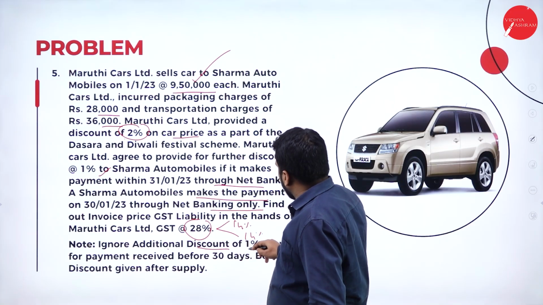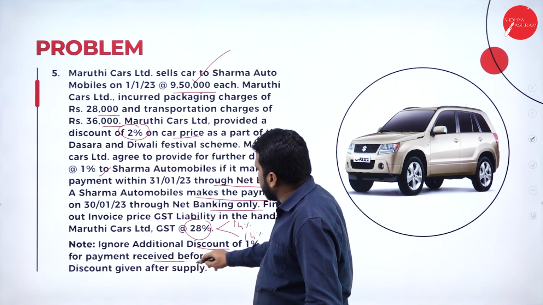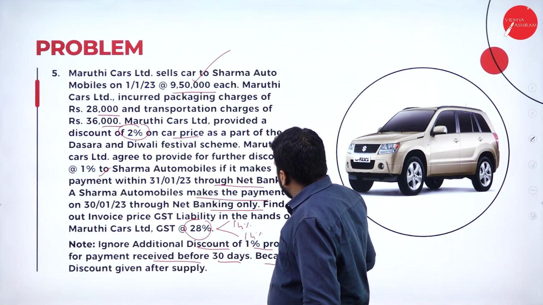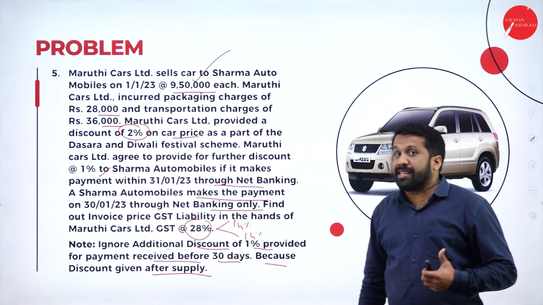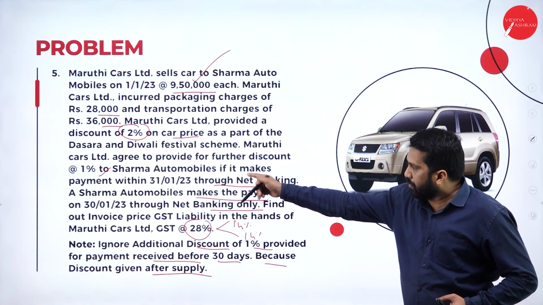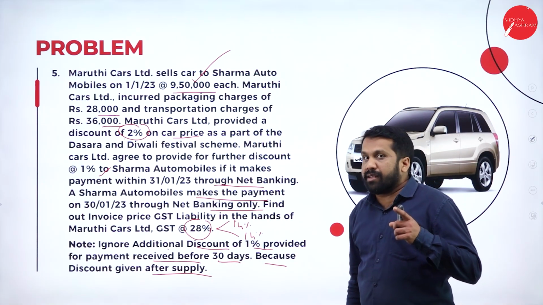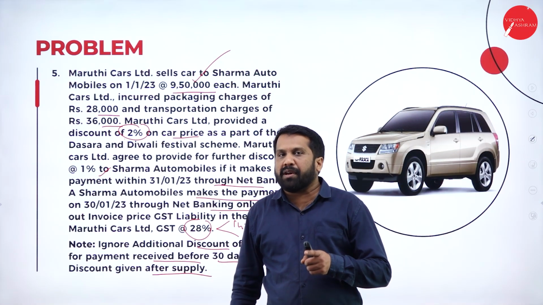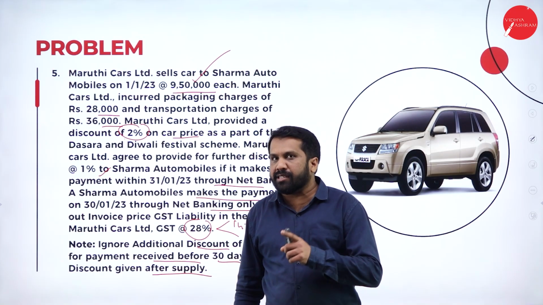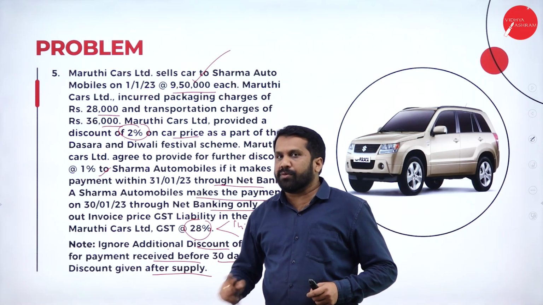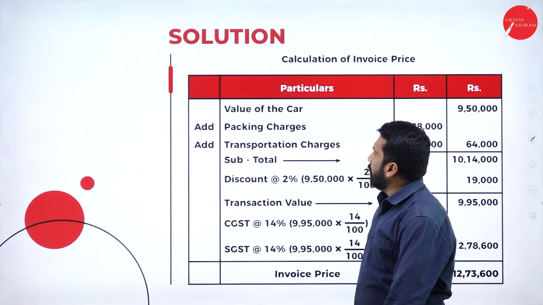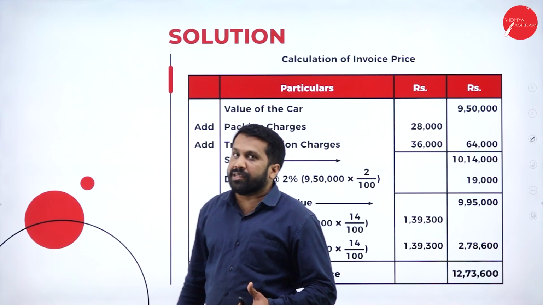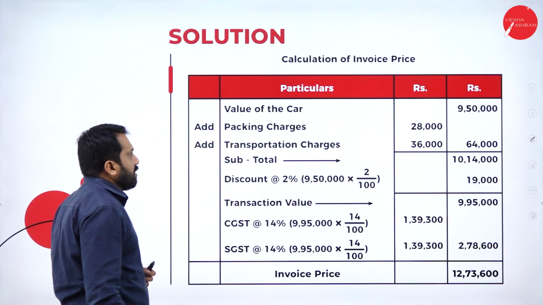Ignore the additional discount of 1% provided for payment received within 30 days, because the discount is given after supply. It is very simple. There is a condition for that additional 1% discount: you have to make payment within 30 days. If your payment is not done within 30 days, you have to ignore that additional 1% discount. That is cancelled. Now, the value of the car. The value of the car is how much?